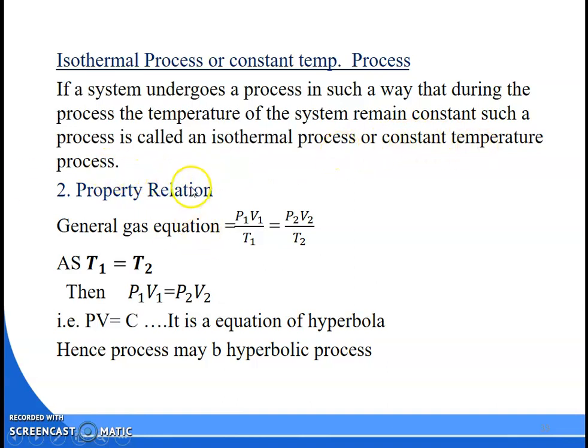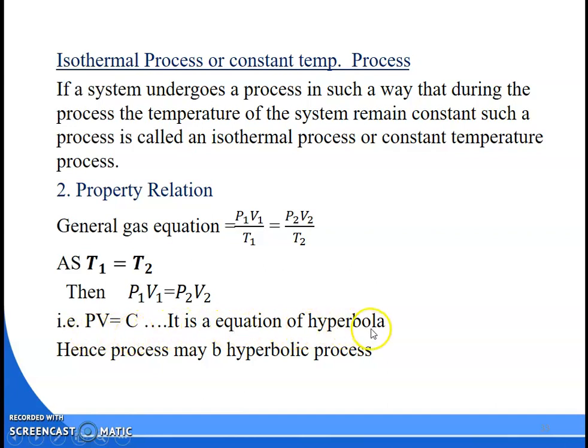What is the property relation? The general gas equation is PV by T is equal to constant. So I can write for the process 1 to 2, P1 V1 by T1 is equal to P2 V2 by T2. So if T1 is equal to T2, what we got? P1 V1 is equal to P2 V2. If I generalize this, what can I write? PV is equal to constant.